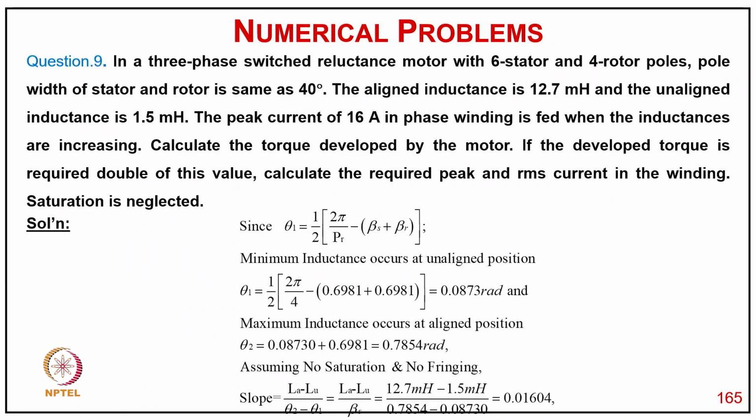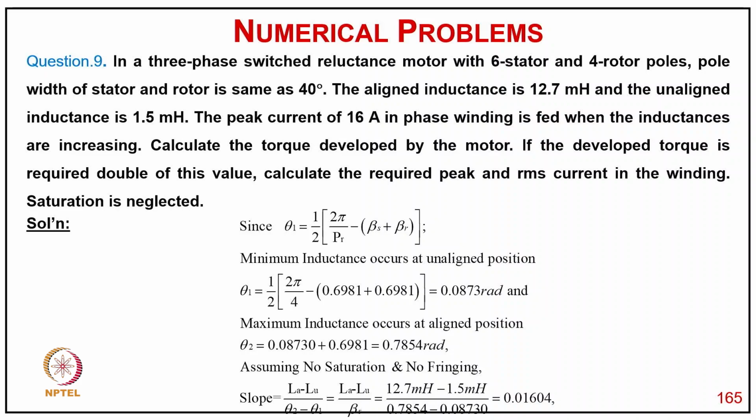Now question 9: in a 3-phase reluctance motor with 6 stator and 4 rotor poles, the width of stator and rotor poles is the same, 40 degrees. The unaligned inductance is 0.7 millihenry and aligned 1.5 millihenry. A peak current of 16 ampere in the winding is fed while the inductance is increasing. Calculate the torque developed by the motor. If the developed torque is required to be double this value, calculate the required peak and RMS current in the winding.